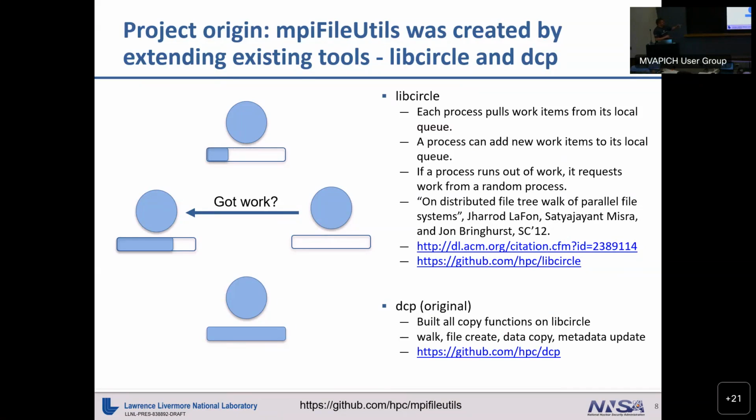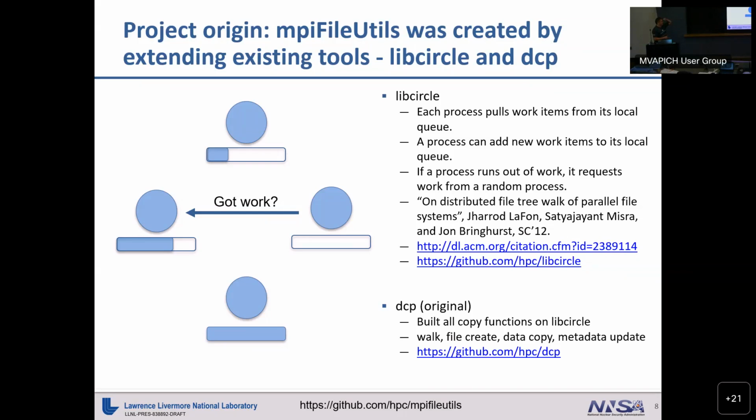They then built DCP, the original DCP, the parallel copy tool, where they implemented all of the functionality that you need for a copy using libcircle, right? So walking the source directory, creating the destination files, copying the data over to the destination, and then finally updating the metadata. And so we liked this setup.